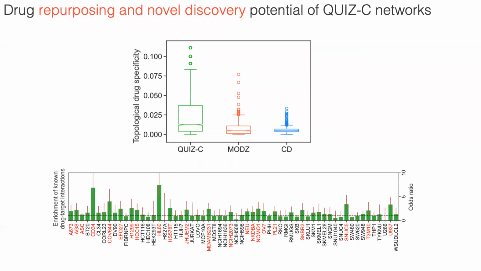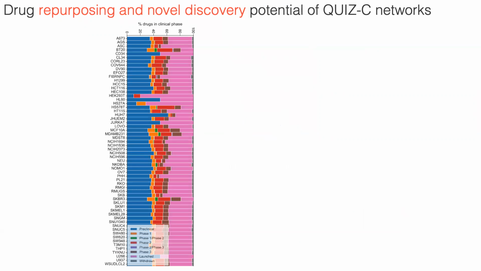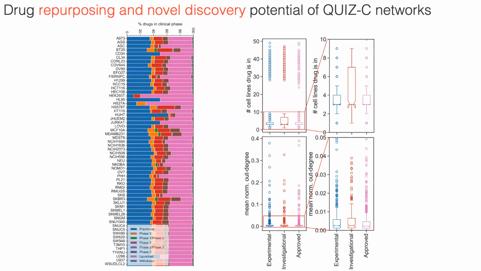48% of QuIZ-C cell type specific networks have a significant enrichment of known drug target interactions. In terms of clinical development, we find a balanced representation of experimental drugs, investigational drugs, and approved drugs. Investigational drugs are present in more cell lines than experimental drugs, which in turn are present in more cell lines than approved drugs. In terms of out degree, investigational drugs have a higher number of target genes compared to approved and experimental drugs.